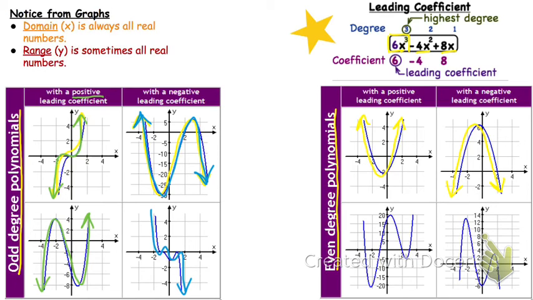Where if you look at the even degree polynomials, if that leading coefficient is positive, we're starting at +infinity, ending at +infinity. So starting positive, ending positive. Where if it is negative, we are starting at -infinity, ending at negative. Starting negative, ending negative.